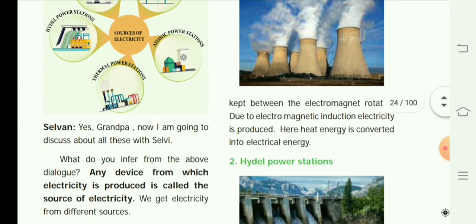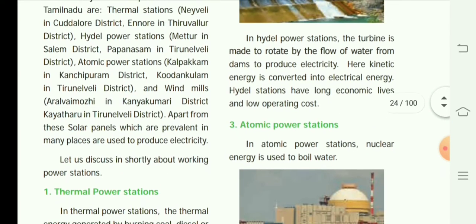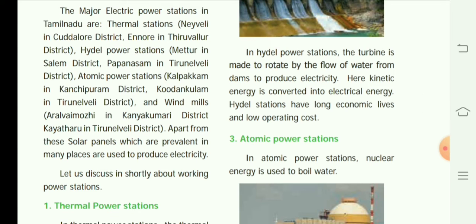Very good. Next, where are the power stations situated? Thermal station, Neyveli in Kadalur district; Hydel power station in Mettur, Salem district, and Papanasam in Tirunelveli district; atomic power station, Kalpakam in Kanjipuram district. There are four types of power stations.